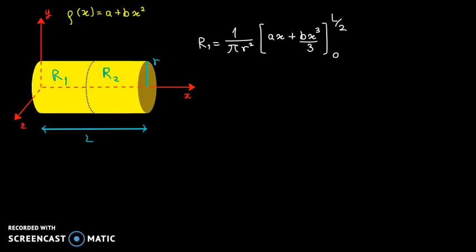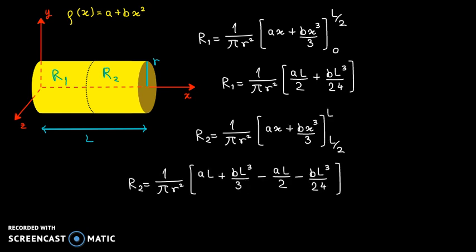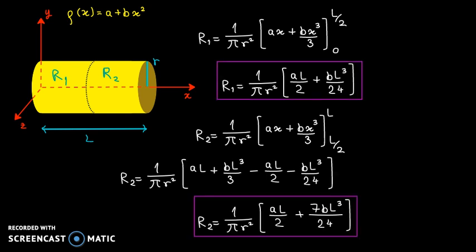Here's R1. Let's evaluate it at the given integral limits from 0 to L over 2. Here's what we get for R1 after evaluating our integral. Now let's calculate R2. Same integral with different integral limits. This one runs from L over 2 to L. Here's what we get when we evaluate it at the given limits. This could be further simplified by combining the like terms. And here's what we get after the simplification.